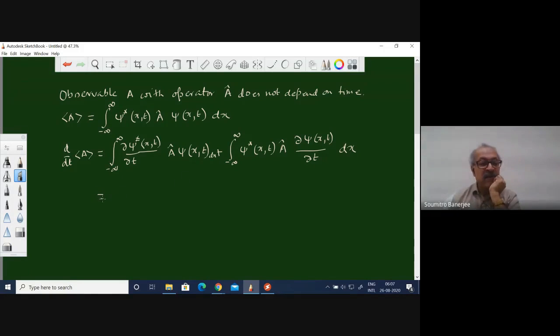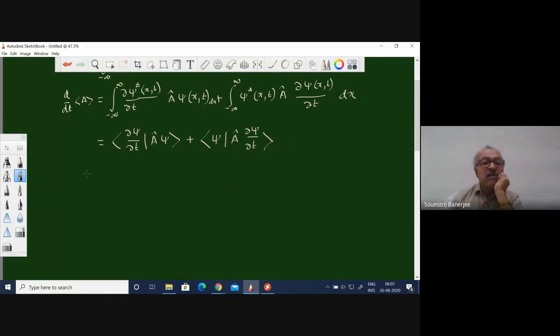Written in the shorthand bracket way, it will be del psi del t, A operating on this part, plus psi. We will not write psi star, right? Because whatever is on the bra side is automatically understood to be starred. It is psi, A, del psi del t. So this is the shorthand, the same thing.